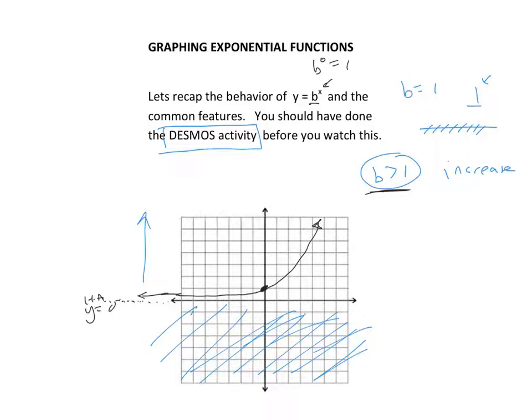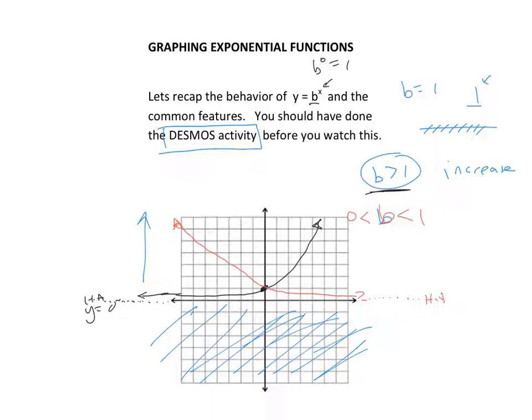The other case is, what happens if b is less than 1? For example, b could be between 0 and 1, because it has to be positive, such as 0.5, 0.6, 0.7, 0.8. Well, the graph is going to swoop down. It swoops up to the left, but when you go to the right, it swoops down and tails off at the horizontal asymptote.